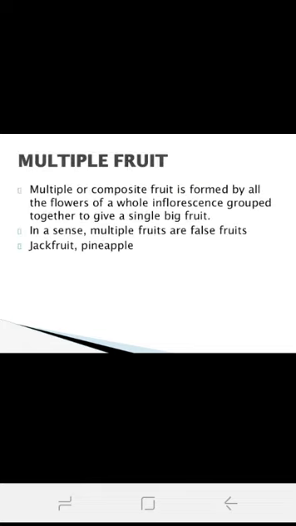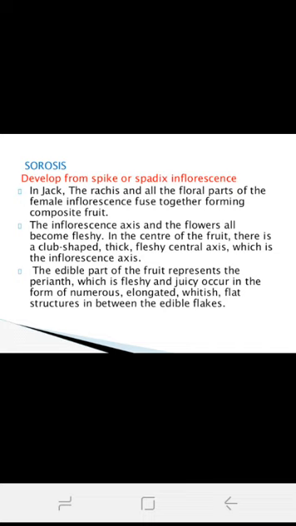The last category is the multiple fruit. This is the fruit developed from an inflorescence. The whole inflorescence becomes a fruit. Examples are jackfruit and pineapple. So two major types are there. One is sorosis. That is a fruit developed from a spike or spadix inflorescence, so the entire spike or spadix becomes fruit.